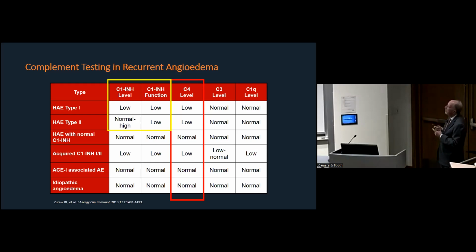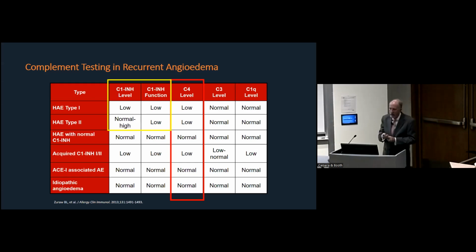Below that, ACE inhibitor angioedema looks like the C1 inhibitor disease as far as the phenotype, but all the lab is normal, and idiopathic angioedema is also normal. Again, we're not going to talk about HAE with normal C1 inhibitor, but obviously it's normal too. That's why with those tests, the C1 inhibitor, C1 function, and C4 level are the ones you need to get to begin with. If you're seeing somebody whose disease is presenting in their 40s or 50s, C1q should be obtained to look for acquired C1 inhibitor deficiency.